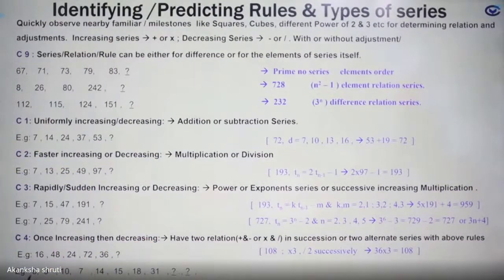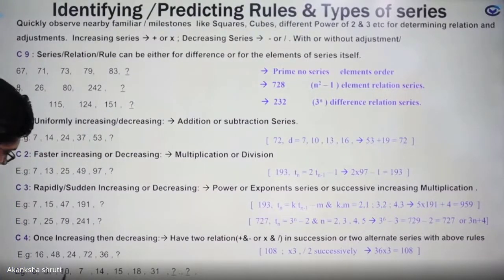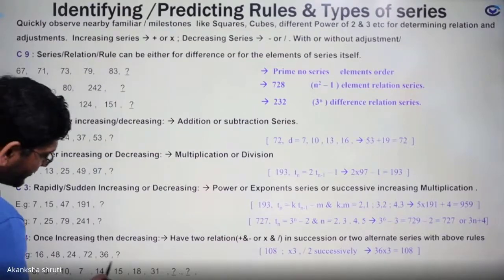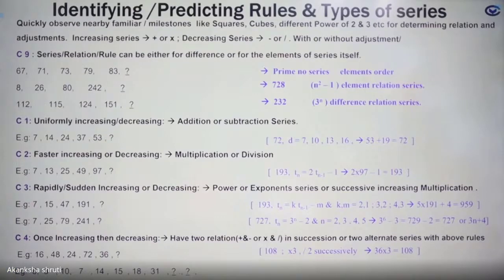Let us take one more question. 6, 3, 10, 7, 14, 15, 18, 31. Here we are getting that the number is first decreasing, then increasing, decreasing, increasing, again increasing, increasing, increasing. What will be the next? The next two terms here we have to determine.